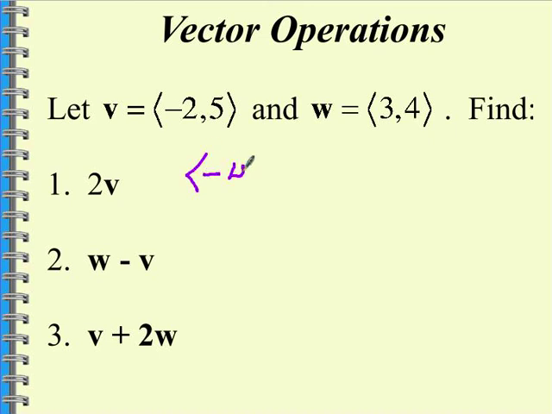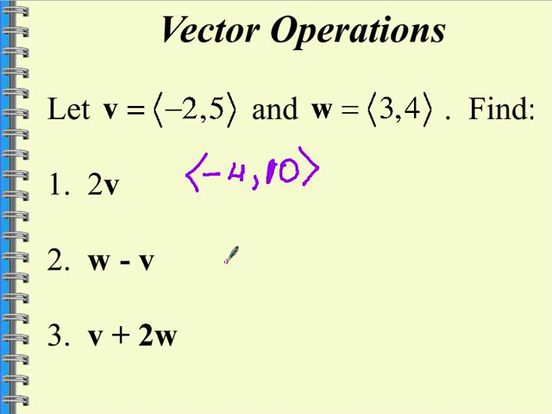-4, 10, and you're exactly right. All you do, oops, let's make sure that's a 1. Okay, all you do is multiply each of the components of v by 2. Okay, what do you think is going to happen with w minus v?